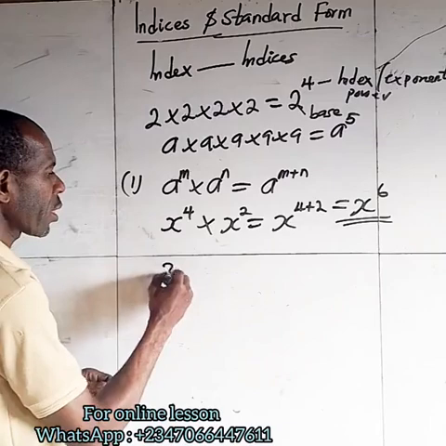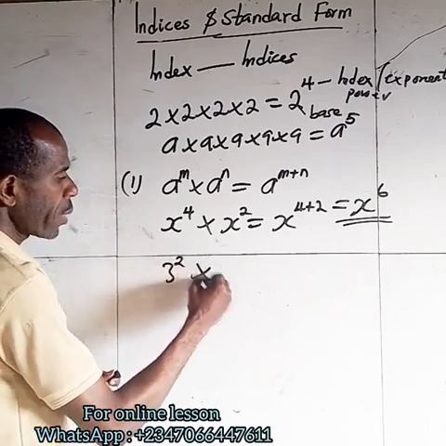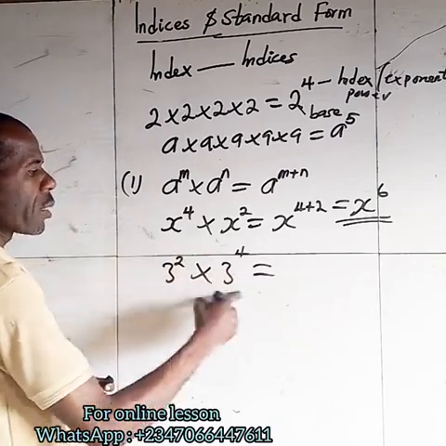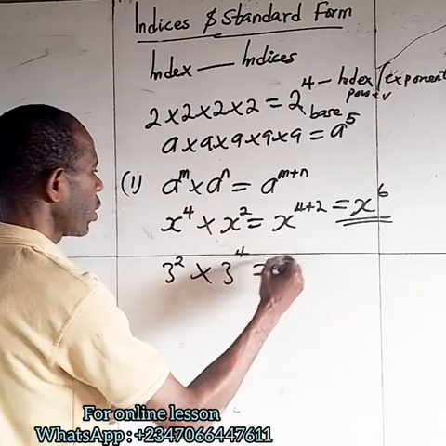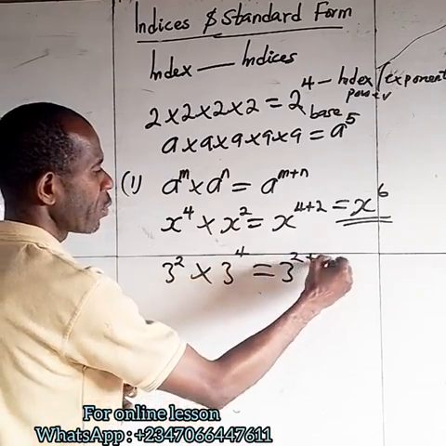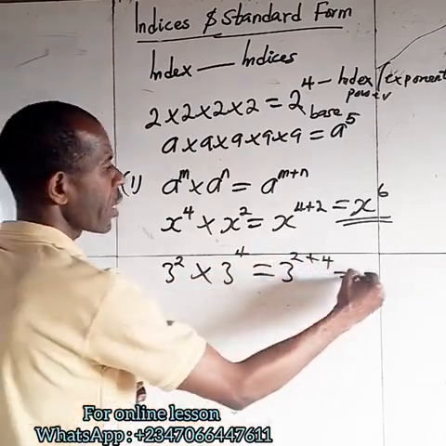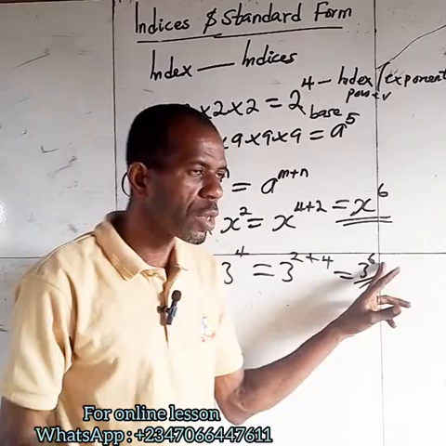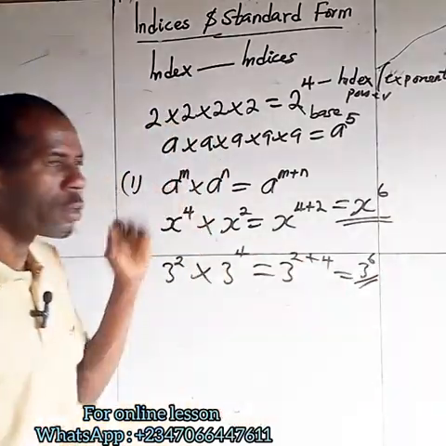Conversely, if I have number 3 raised to power 2 multiplying 3 raised to power 4, see, this is the same setting: taking the base, which is what? 3, add up the power. That is 2 plus 4, giving us 3 to power 6. You can decide to leave it in index form or put it in number. So this is law number 1.